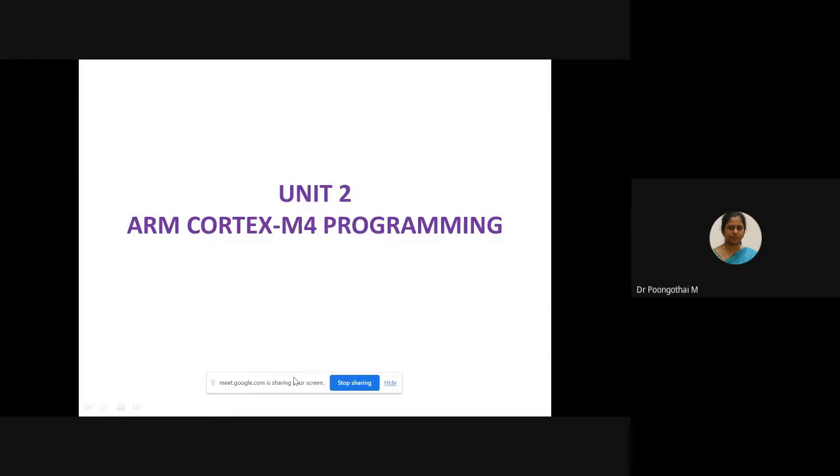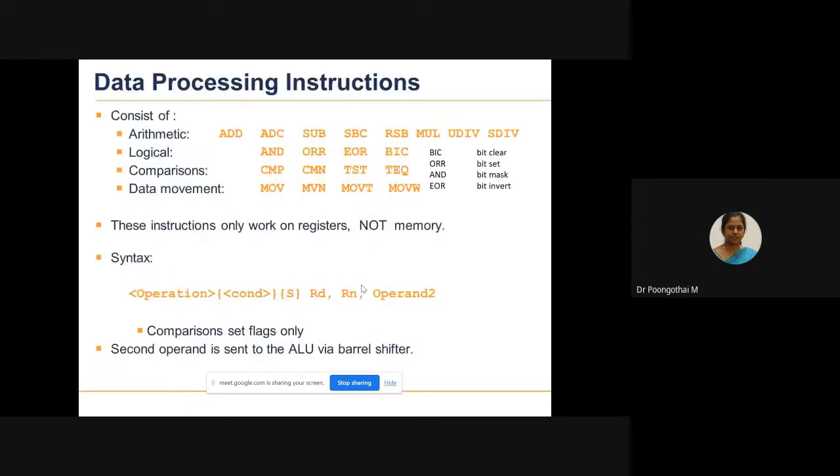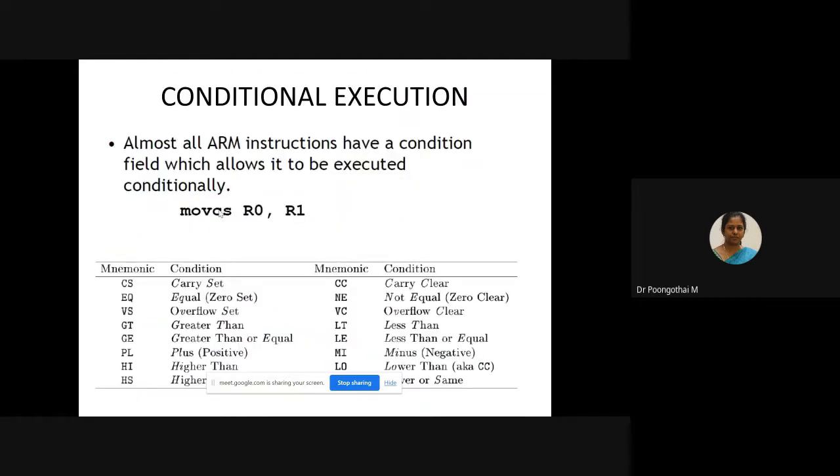What we have discussed in the last class. Can anyone summarize? We looked at data processing instructions. Yes. Your data processing instruction contains different categories of instructions: arithmetic instruction, logical instruction, compare instruction, and data movement. And also, we looked into conditional execution, that is the different conditional attributes, and how these condition execution codes will affect the flag status.